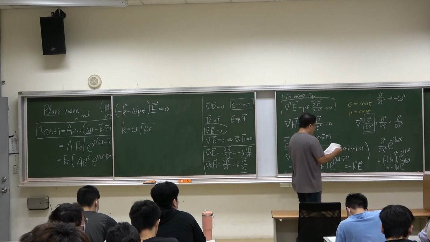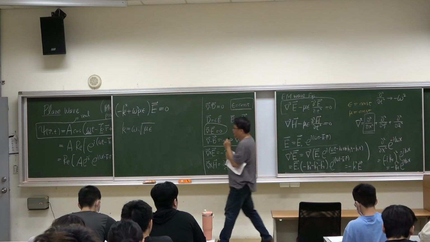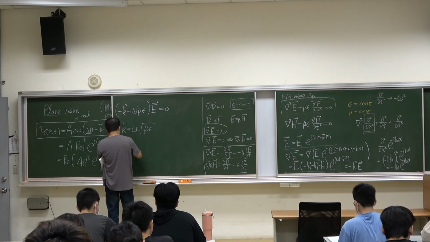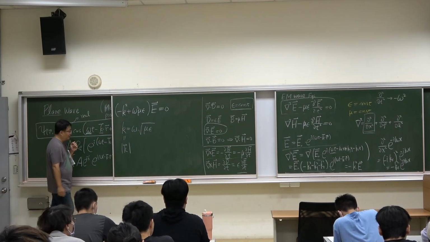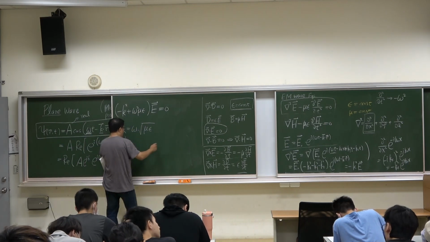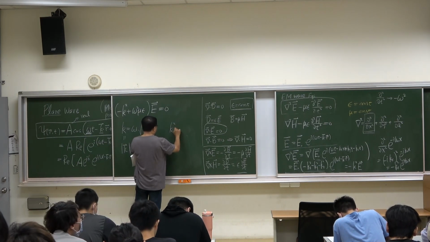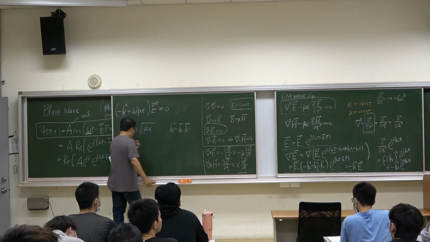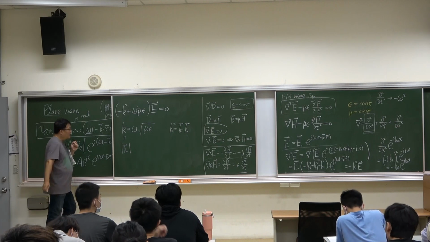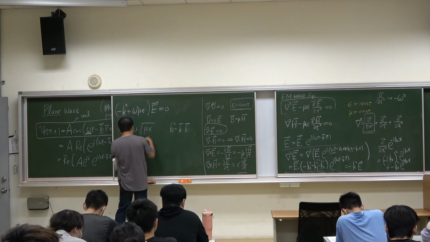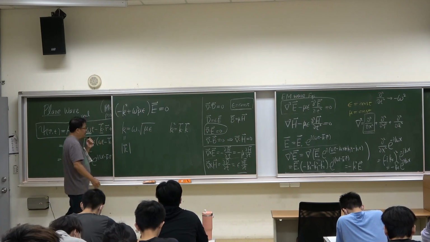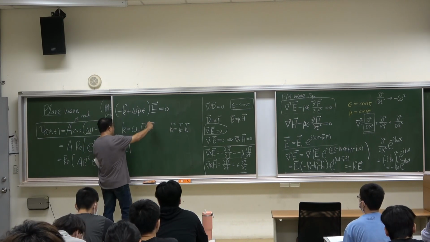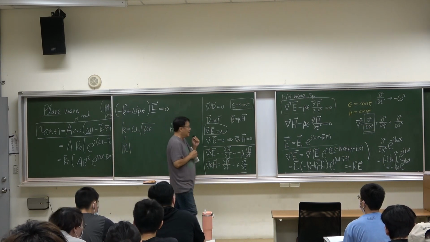This is the wave number. You can also write this as the magnitude of the k vector, because k squared is equal to k dot k. So we have the magnitude of the wave number equal to omega times square root of mu times epsilon.